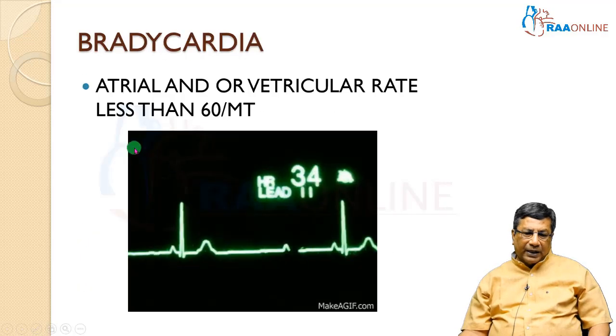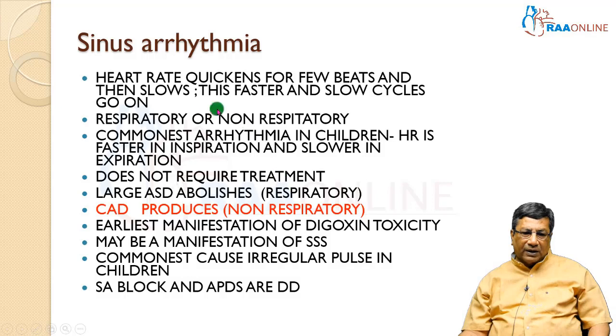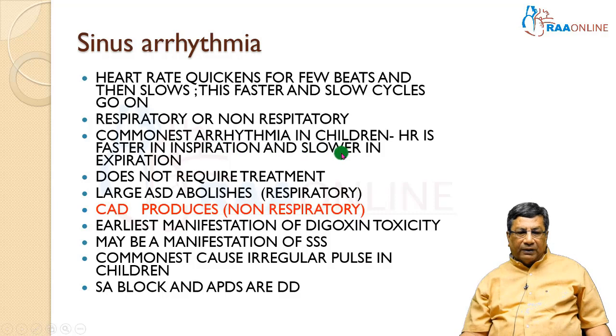Between the bradycardias and tachycardias, we have an arrhythmia called sinus arrhythmia, where the heart rate quickens and slows down spontaneously, whether or not it is related to respiration. So it is called respiratory sinus arrhythmia or non-respiratory sinus arrhythmia. In respiratory sinus arrhythmia, the faster component of the heart rate happens during inspiration and the slower component happens in expiration. Respiratory sinus arrhythmia most often happens in children, whereas in non-respiratory sinus arrhythmia, the heart rate quickens and slows down with no relationship to respiration.